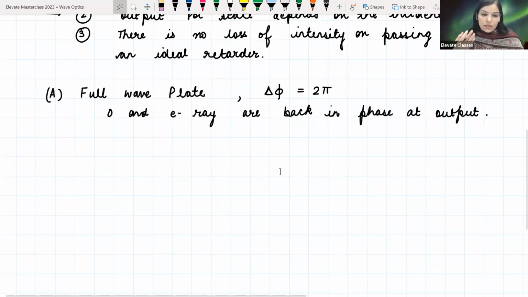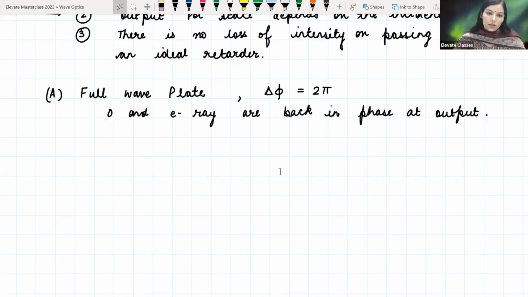Okay, so this is just a concept. We don't really make these full wave plates because they really are not doing anything. They are not reducing the intensity. They are not changing the polarization. So basically we have the same wave in a way. Okay, so one more thing I want to say. Let me write it here.